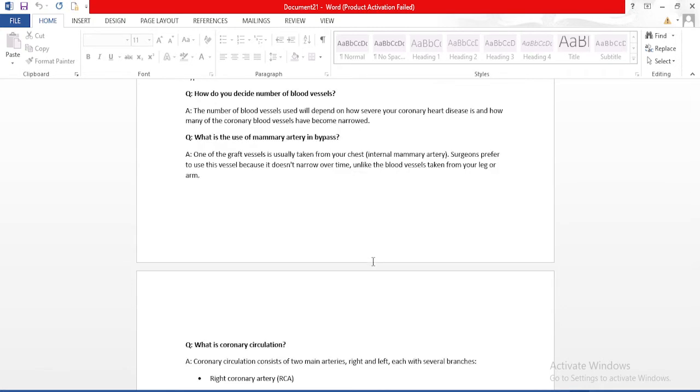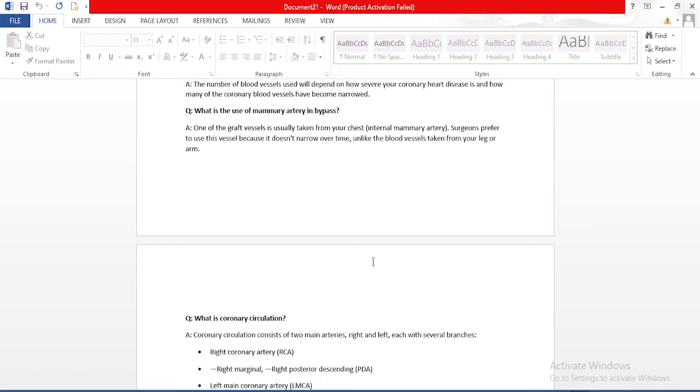Next question, how do you decide the number of vessels to be bypassed? Answer, the number of blood vessels used will depend on how severe your coronary artery disease is and how many of the coronary blood vessels have become narrowed. For example, if we have 3 vessels blocked, we need 3 grafts. Like that, it is based on the severity of the coronary artery disease, to check how many arteries are blocked and how many grafts we need to bypass those blocked arteries.